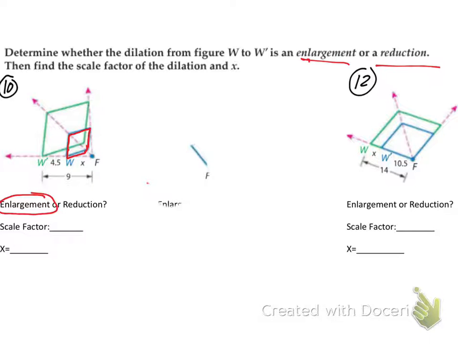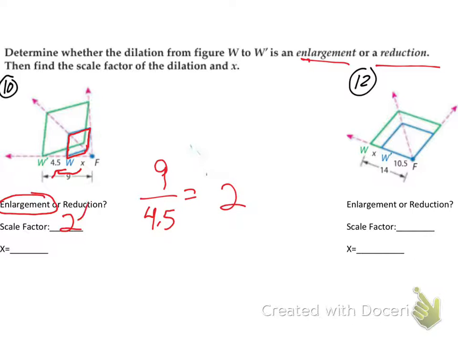So that's my original image. Obviously things get bigger. So what I need to do is, if we're going from X to here, I know that it is 4.5. So 4.5 is how much it's getting bigger. So I take my 9 and I'm going to divide it by that. So 9 divided by 4.5 is going to be 2. So the scale factor is 2.